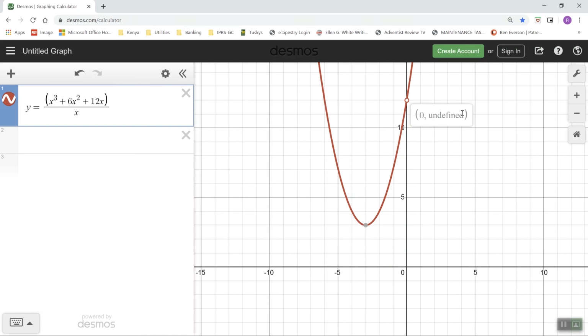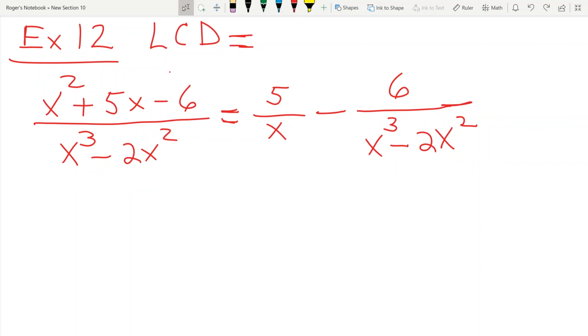So, okay, enough for the graphs. Example number 12. Here we have some pretty complicated looking fractions, and we have an equality where we're going to have to solve for x. Now, the first thing we always do when we go to solve for x is to see that things are factored. When we're looking for a common denominator, we need to have things factored.